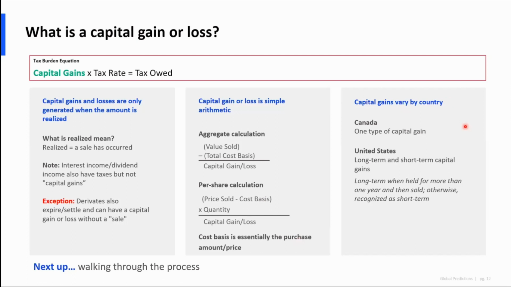And then one thing I should point out here is that, in Canada, things are actually quite simple. There's only one type of capital gain. For everyone that's joining here from the US, there's actually two. They're split into long-term and short-term. Long-term is when you've held a security for more than a year until the point that it's been sold. Otherwise, it's recognized as short-term. And so the mechanics and the principles there are roughly the same. The difference is really what tax rate you're going to pay on those capital gains.